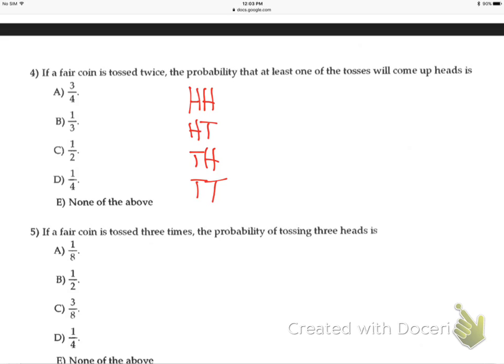So what's the probability that at least one of the tosses will come up heads? Yeah, because 3 out of 4 of them have at least one head, don't they? 3 out of 4 have at least one head. So there we go. Easy enough? Make sense on that? All right. Well, without any delay.